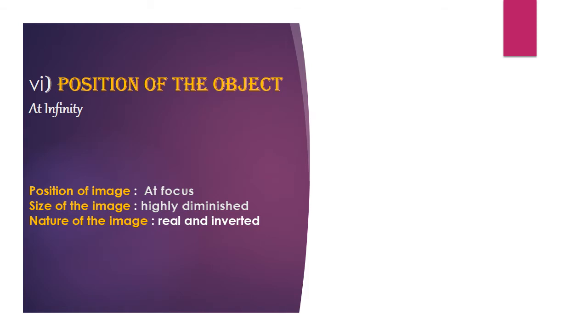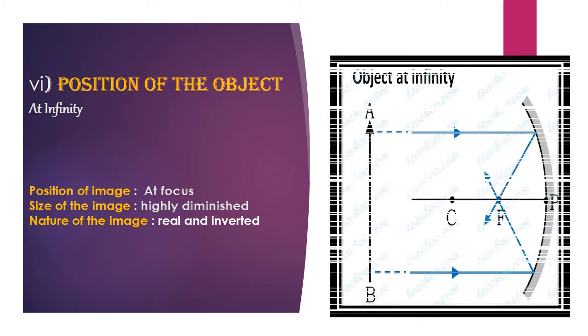The last image formation by concave mirrors: when the object is kept at infinity, the position of the image is at the principal focus, the size of the image is highly diminished or point-sized, and the nature of the image is real and inverted. We have already drawn this ray diagram, children, while understanding the principal focus of a concave mirror. Let us again just go through the video.